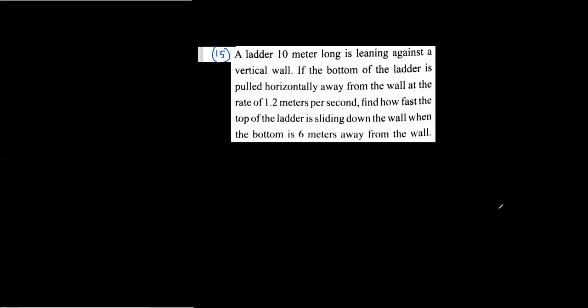Now we have question number 15 here. It says a ladder 10 meters long is leaning against a vertical wall. If the bottom of the ladder is pulled horizontally away from the wall at the rate of 1.2 meters per second, find how fast the top of the ladder is sliding down the wall when the bottom is 6 meters away from the wall.